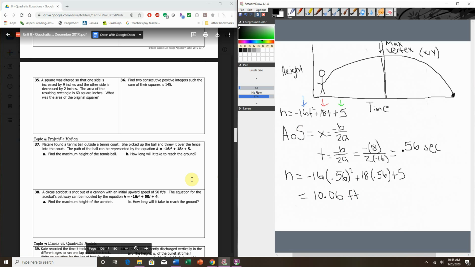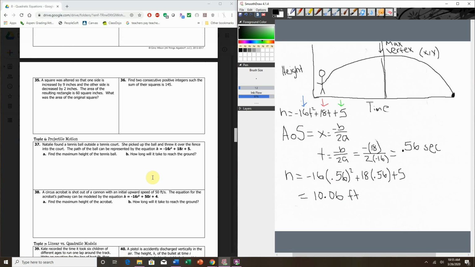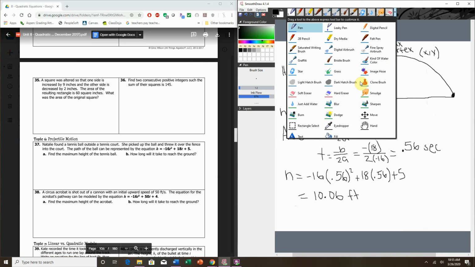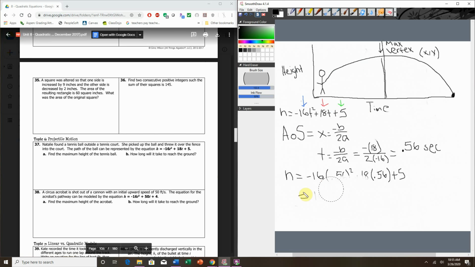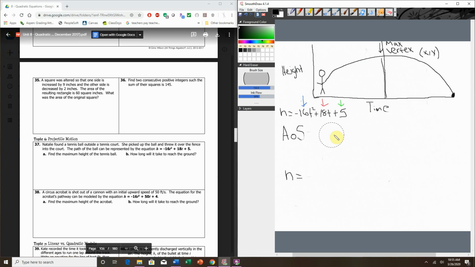Okay, so let's look at part B here. So how long will it take to reach the ground? Okay, so let's give ourselves some space here. So using our picture, we have to think about how long will it take to reach the ground. Well, what happens when the ball is at the ground? Our height has a value of 0.